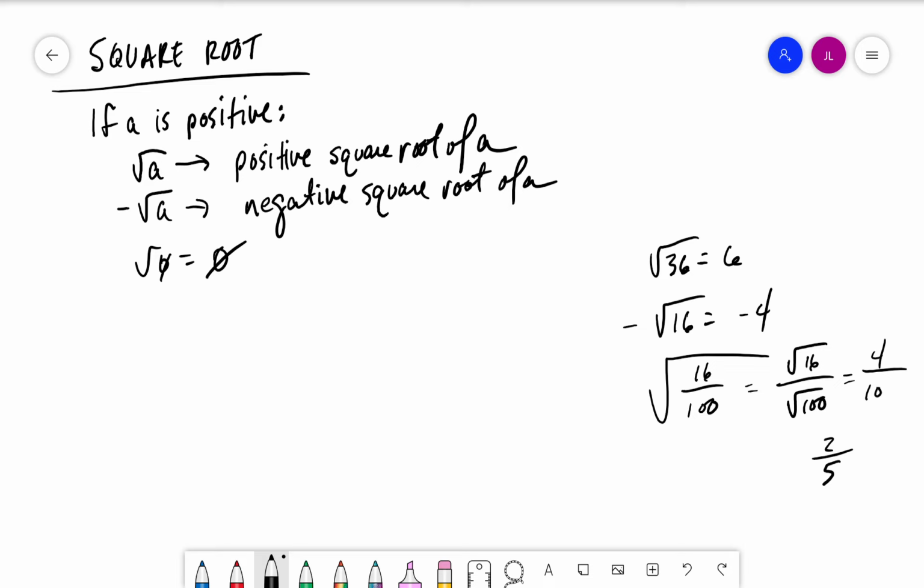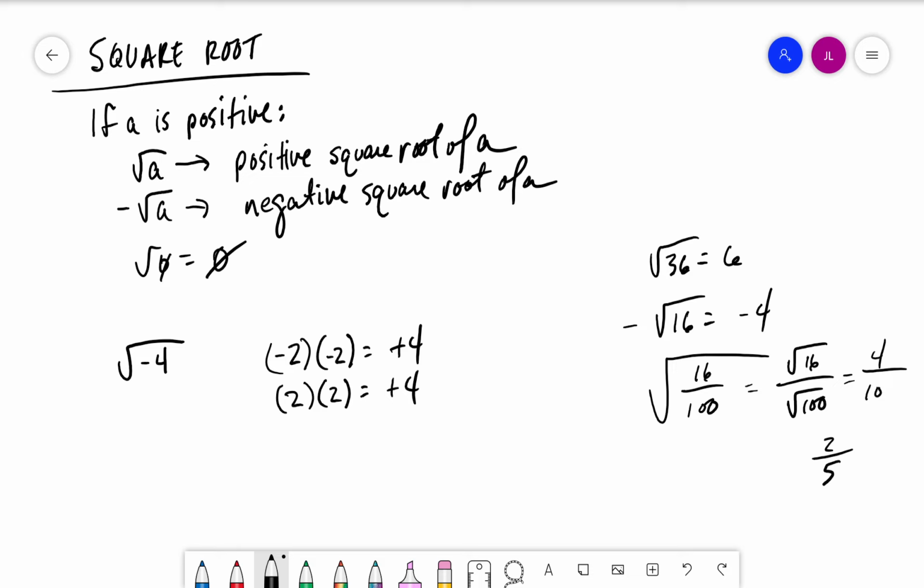Now, could we have the square root of negative 4? Well, no, because there is no number we can use as a factor with itself to make negative 4. Negative 2 times negative 2 is positive 4, and 2 times 2 gives positive 4. There's no way to make negative 4 by using a number as a factor of itself.